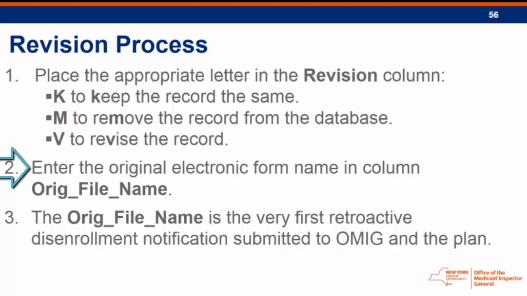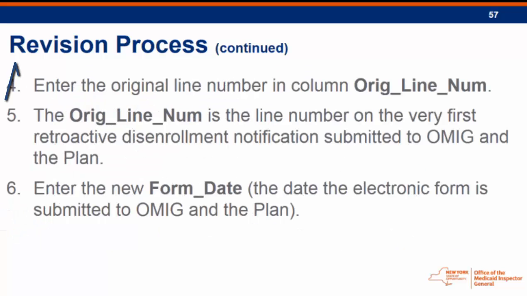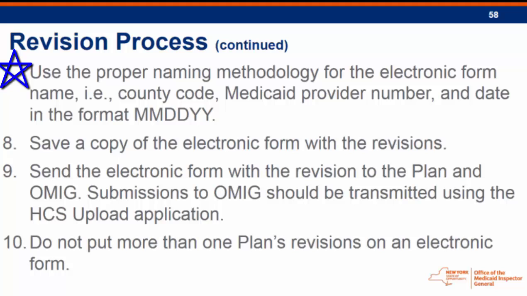Enter the original electronic form name in column original file name. And remember, the original file name is the very first retroactive disenrollment notification submitted to OMIG and the plan. Be sure to enter the original line number in column original line number. The original line number is the line number on the very first retroactive disenrollment notification submitted to OMIG and the plan. Enter the new form date, the date the electronic form is submitted to OMIG and the plan. Use the proper naming methodology for the electronic form name. For example, county code, Medicaid provider number, and date in the format month, day, year.